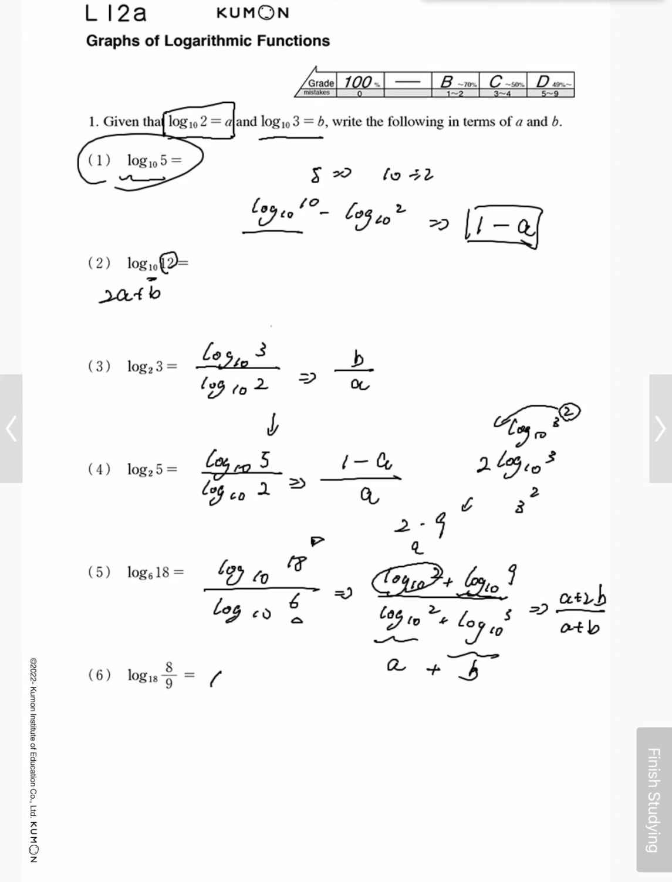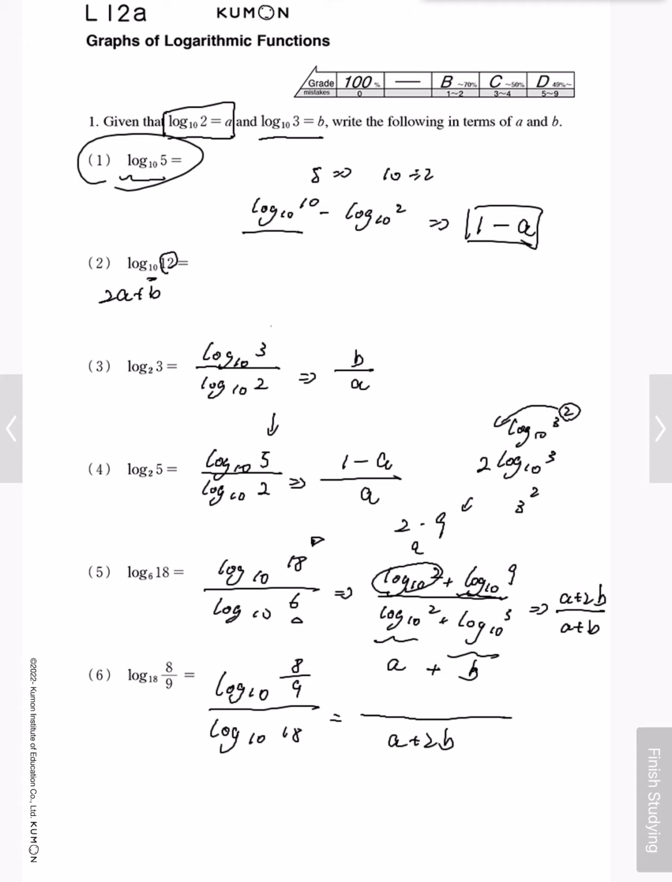We will have 8 over 9, and this will be 18, right? Still, I don't have the log base of 10, so I want to create the log base of 10 first and see if there's anything I can do. Okay, so now I have log base 10 of 8 over 9, and this will be log base 10 of 18. The bottom part I learned from my previous question is just equal to a plus 2b. I don't have to do any more calculation.